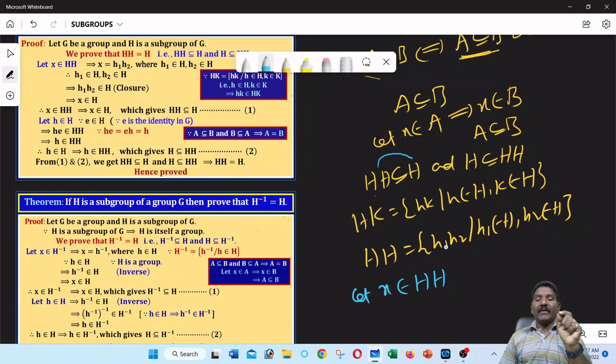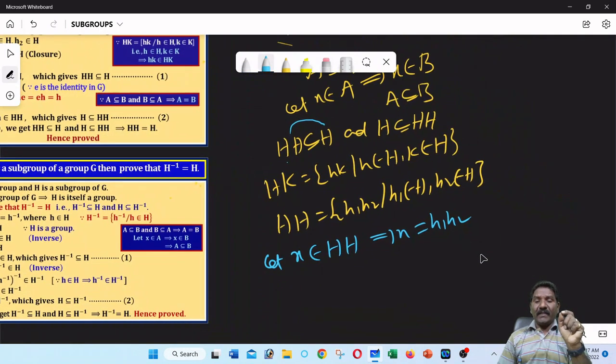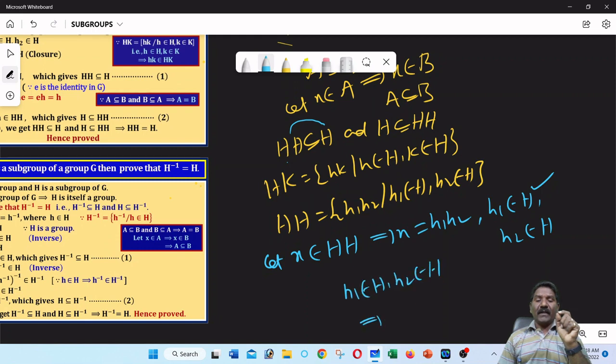HH is equal to the set of H1, H2 such that H1 belongs to H, H2 belongs to H. That gives X is equal to H1, H2, where H1 belongs to H, H2 belongs to H. Since H is a subgroup, H is itself a group with respect to the same operation of the group. So H, being a group, satisfies the closure property. H1 belongs to H, H2 belongs to H, this gives H1, H2 also belongs to H, by the closure property.